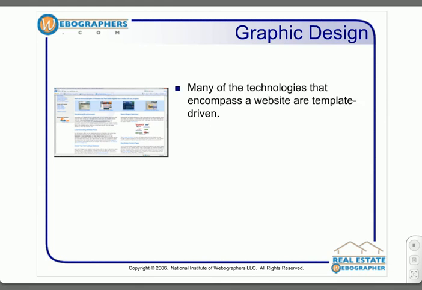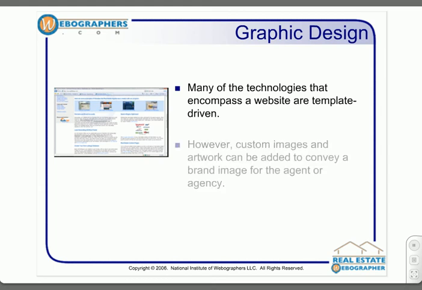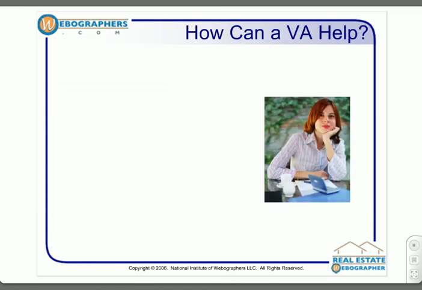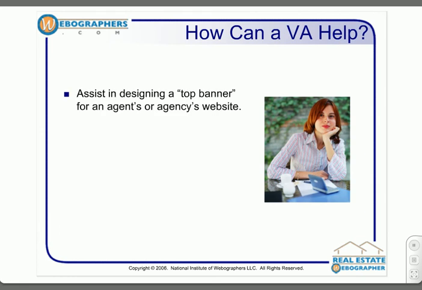Many of the technologies that encompass a website are template-driven. However, custom images and artwork can be added to convey a brand image for the agent or agency. Virtual assistants can assist in designing a top banner for an agent's or agency's website. This can entail the incorporation of a company logo, agent's photograph, and any other artwork related to real estate.